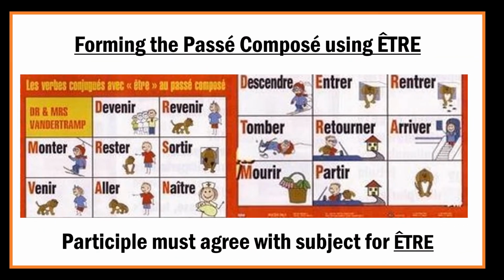This is the list of verbs that conjugate their passé composé using être. All the other verbs will use avoir. So it's important that you learn this list of verbs. You can easily remember them by this acronym, Dr. and Mrs. Van der Tramp. You can see the verbs on the screen. Memorize them because only these go with être for the passé composé. All the rest go with avoir.